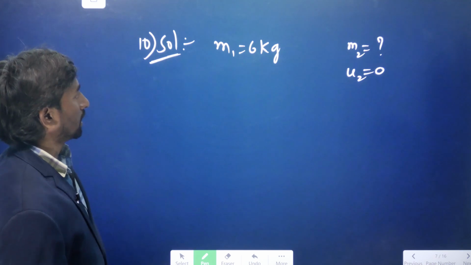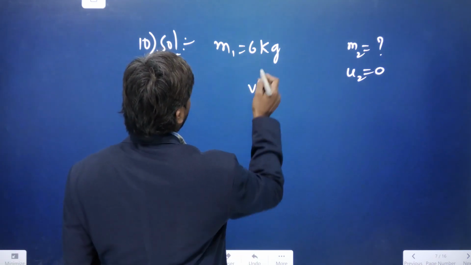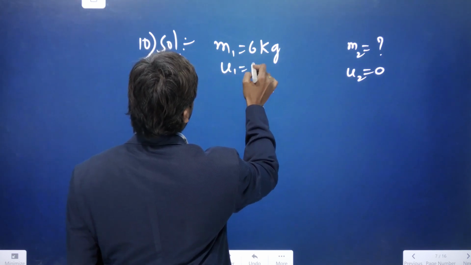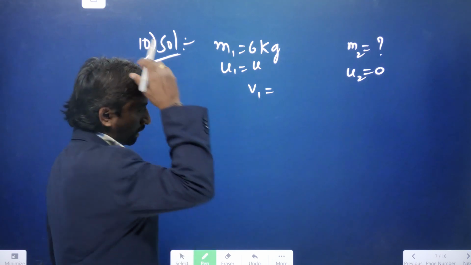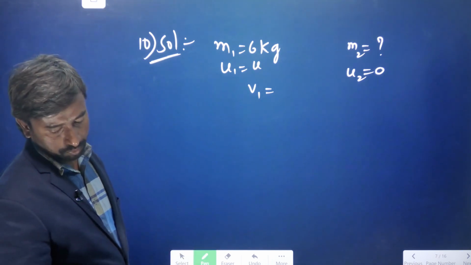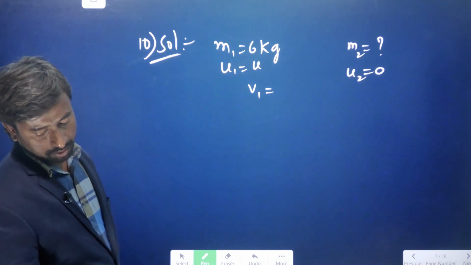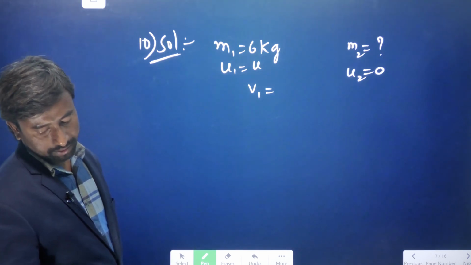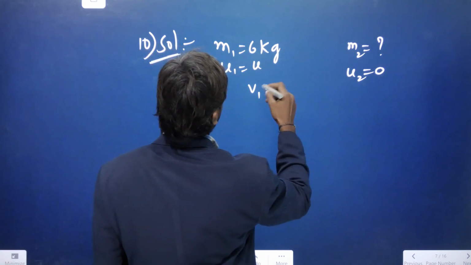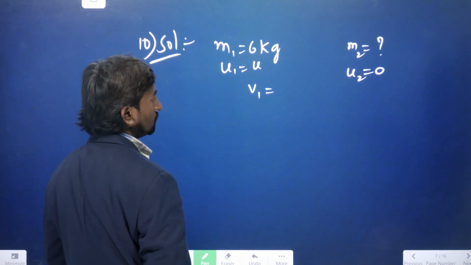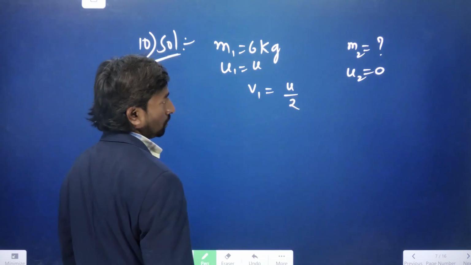So after the collision, what happens here? Let us consider U1 is U. After collision, the first body moves in the same direction with its speed reduced to one half. Reduced to one half means it will become U by 2.